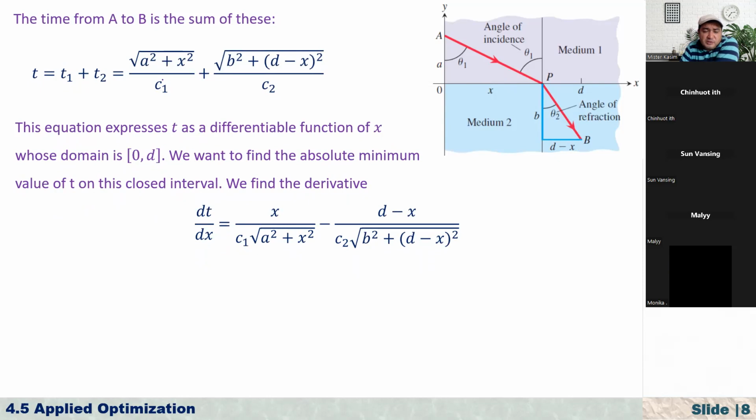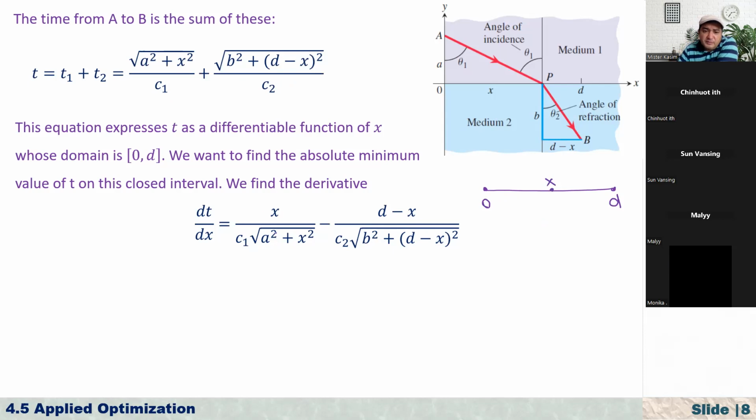So if you differentiate the first part, the square root of a squared plus x squared, c1 is constant. So that's equal to x over the square root of a squared plus x squared. Also here we have c1. And if you differentiate the second fraction with respect to x, we will get this expression, d minus x over c2 times the square root of b squared plus (d minus x) squared. Because we know that here, our x is changing from 0 to d. So these are the possible values of x.